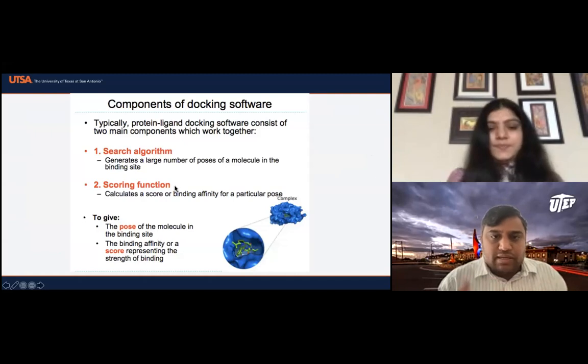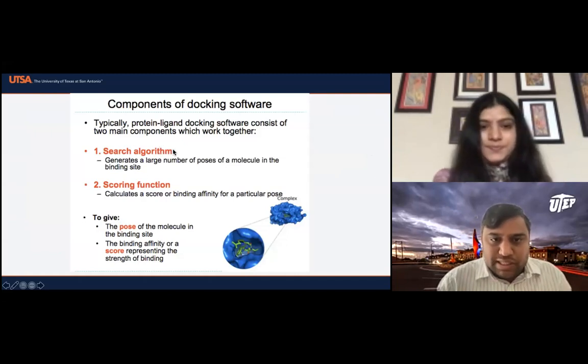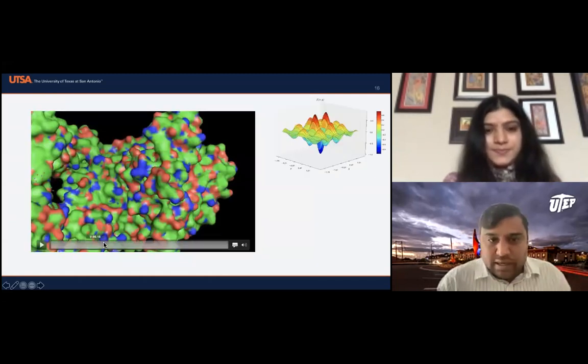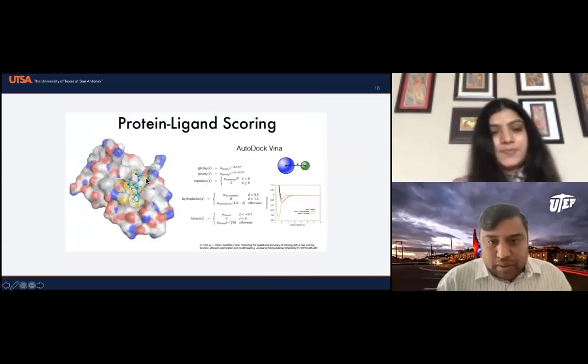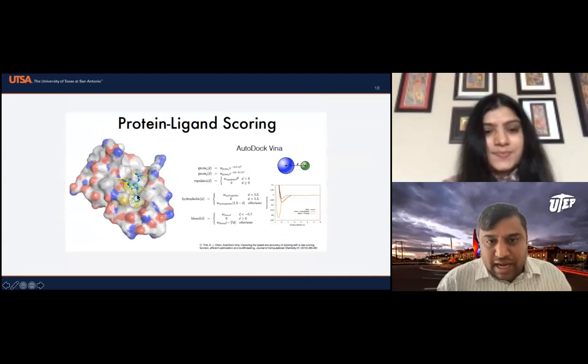If you look at a docking program, it has two components. One is a search algorithm, which I just showed up here, where it searches on the protein for different poses that can fit in there, and there is a scoring function that scores what the affinity of the molecule would be. This scoring comes from the contacts that each pose makes with the protein. So by evaluating the contacts, we are trying to estimate the energies.